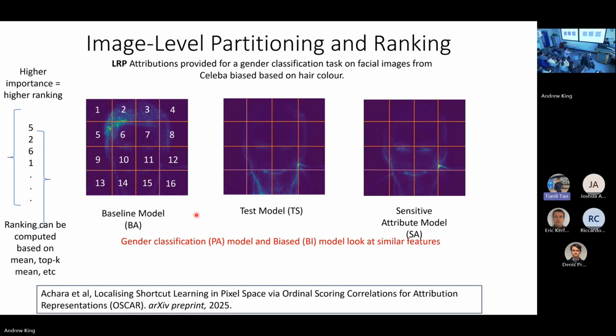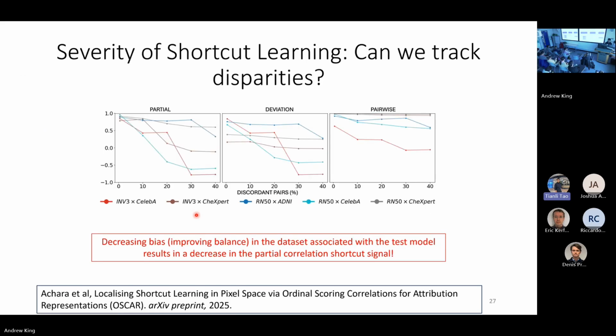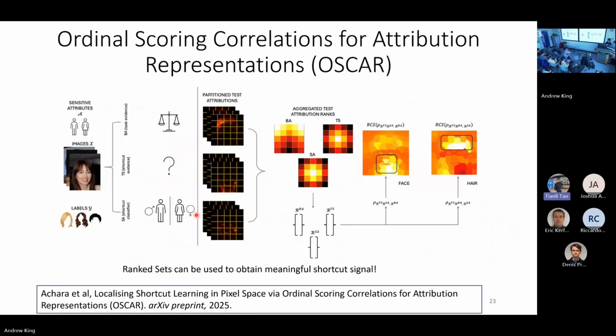Our idea is that the baseline model will rank regions that are related to the task higher as compared to the test model and the sensitive attribute model. And the sensitive attribute model would rank higher the regions associated with the attribute. So going back to our figure, we had sensitive attributes, images, labels, and three models. We computed attributions on these, got rankings from these attributions, and aggregated these attribution ranks for the entire dataset.